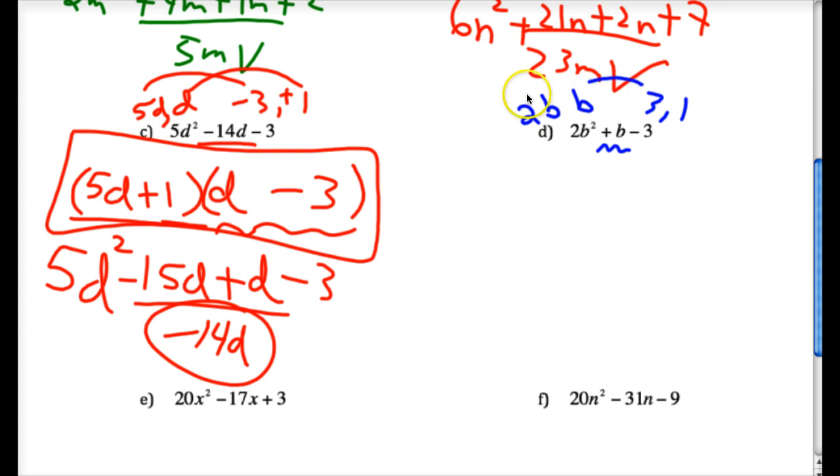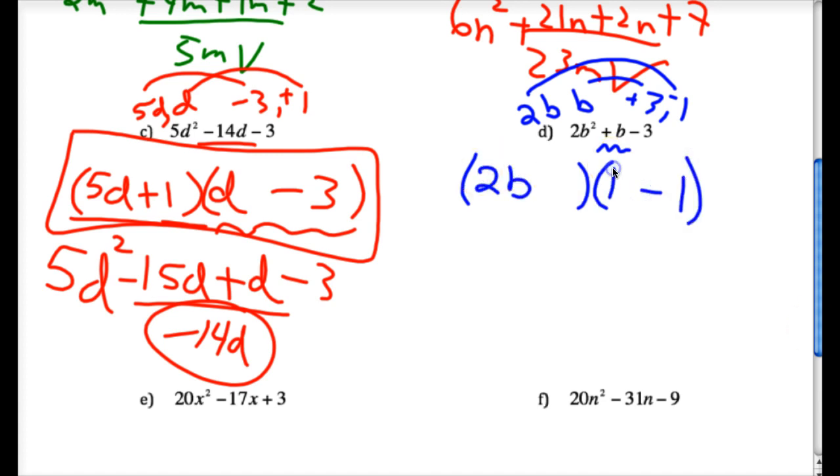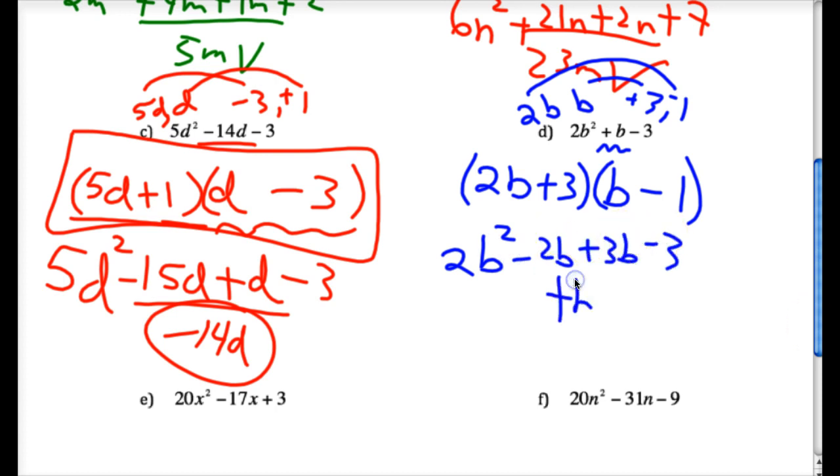B with the 3, 2b with the 1. Which one's negative? The 1. Very good. And the 3 is positive. Does everybody agree with that? Did I do it right? All right, pair them up. 2b minus 1, b plus 3. 2b squared plus 6b minus b minus 3. You get a plus 5b in the middle with our like terms there. Check, everything works out. We're good to go.